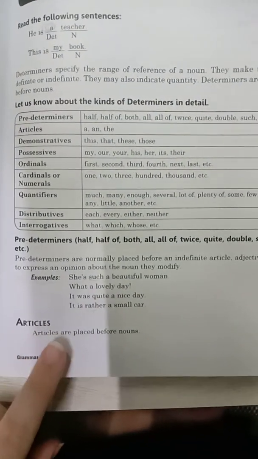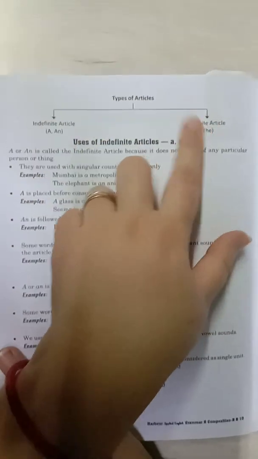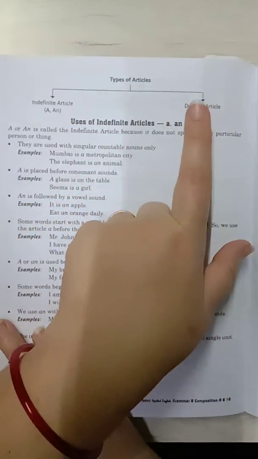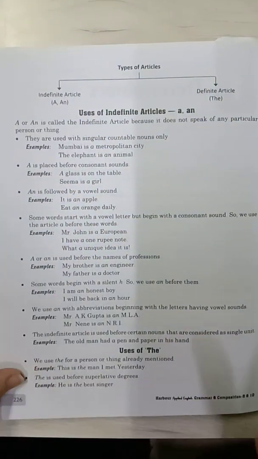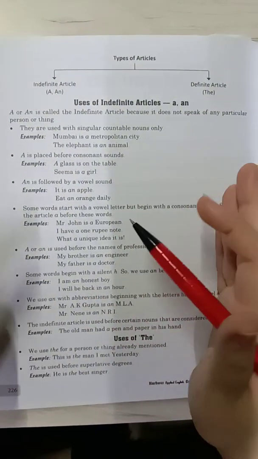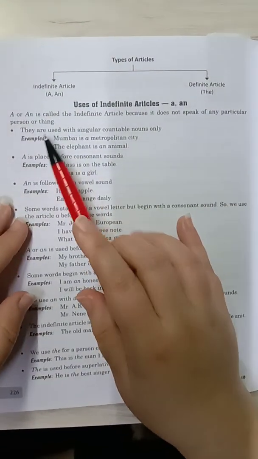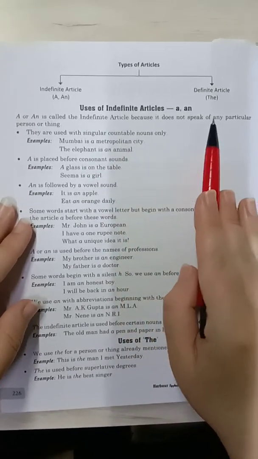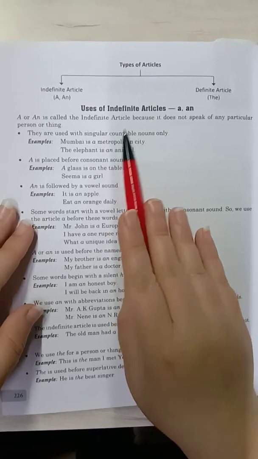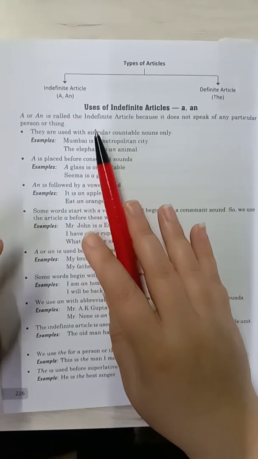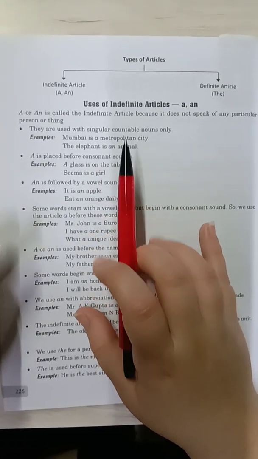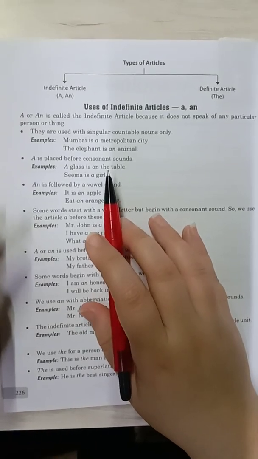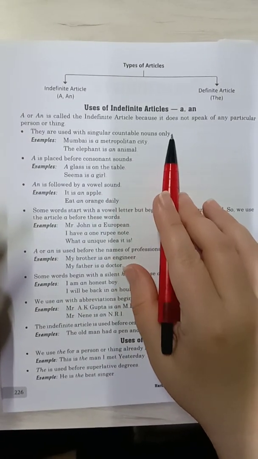Moving on to articles. Articles are placed before nouns. These articles are always placed before a noun. But then we have two types of articles, indefinite articles and definite articles. So let's see the use of the indefinite articles. A and an are called the indefinite articles because they do not speak of any particular person or thing. They are used with singular countable nouns only.